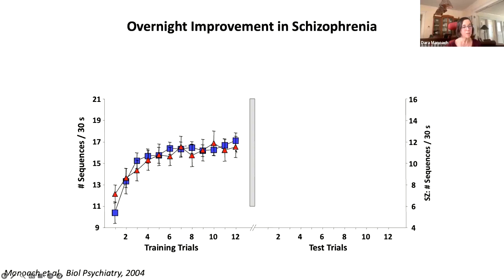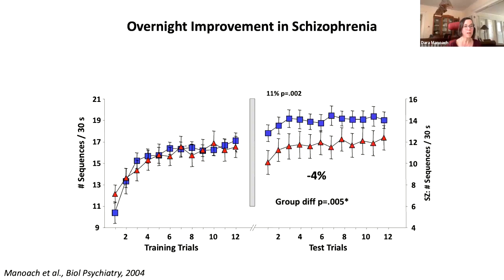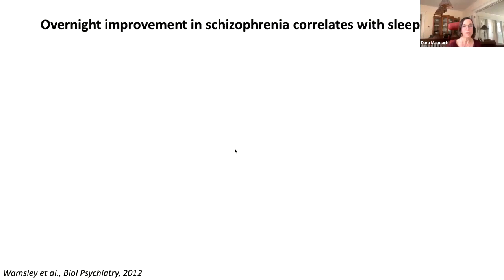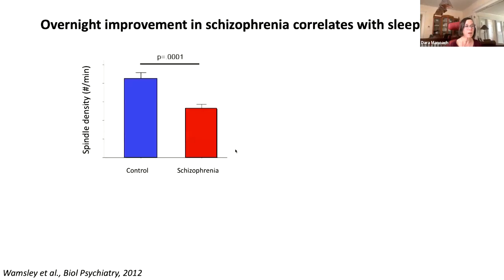And this is consistent with the literature on other procedural motor tasks. However, when they come back after a night of sleep, only their healthy peers improve. They are not improving. They're not getting the benefit from sleep. So what I'm showing here is intact learning during training on the task and a specific failure of overnight improvement. This failure of overnight improvement occurred in the context of significantly reduced sleep spindles.